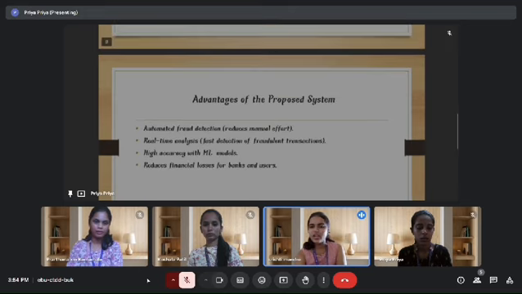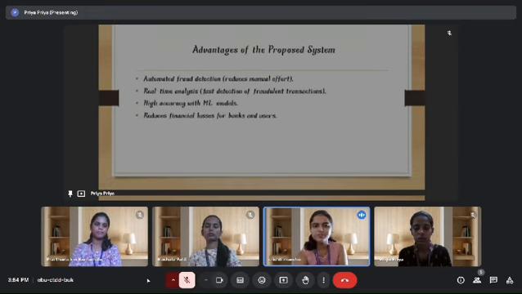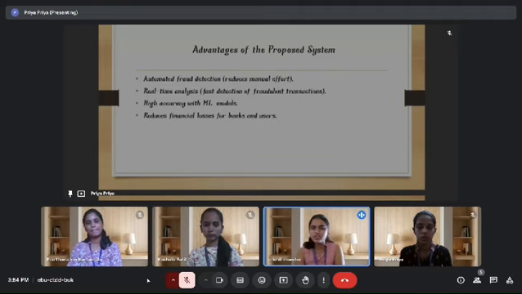Next, I am going to tell about the advantages of the proposed system. Automated fraud detection reduces the manual workload. Real-time analysis gives immediate fraud identification and blocking. High accuracy: ML models improve fraud detection over time and reduce financial losses. It protects customers and the banks. Scalability: it handles large volumes of transaction data efficiently.